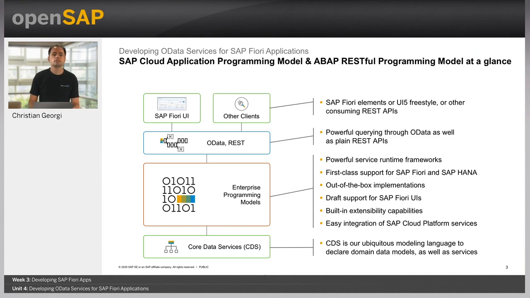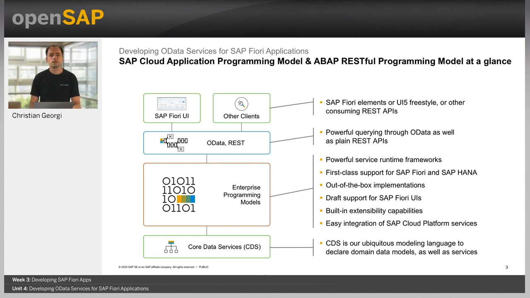This slide shows the structure of an SAP Fiori application at a high level. First and foremost, there is Core Data Services, or CDS, which acts as the ubiquitous modeling language. Using CDS, you can declare how your domain model looks like and how it maps to the service model. One layer up is where we find the enterprise programming models.